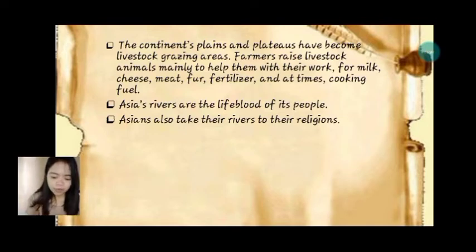So sinasabi daw na Asia's rivers are the lifeblood of its people. So bakit kaya? Ang mga tao daw ay nakadepende sa tubig, pagkain, at pangunahing pangangailangan ng mga Asian people. They do take their waters to irrigate crops.